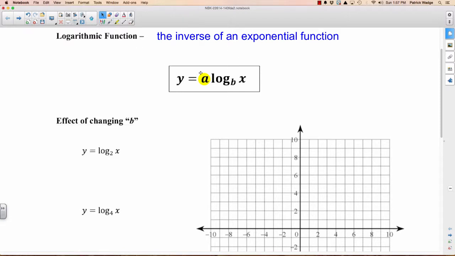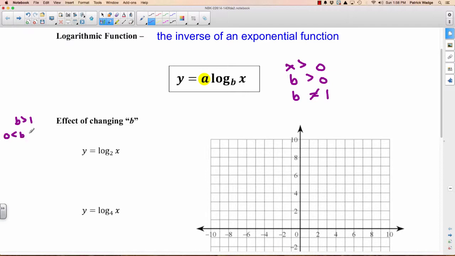Now, there were some rules, some restrictions with this. Remember that x has to be greater than 0. Remember that b has to be greater than 0 as well, and remember that b cannot equal 1. So for the first part here, where we are going to look at changing b, we can't look at any b values that are negative, because you're not allowed to have negative. You can't have b equals 0. You can't have b equal 1. So the two really interesting areas probably are when b is greater than 1 and when b is between 0 and 1. So in other words, when 0 is less than b, which is less than 1. These are the two things we're interested in.